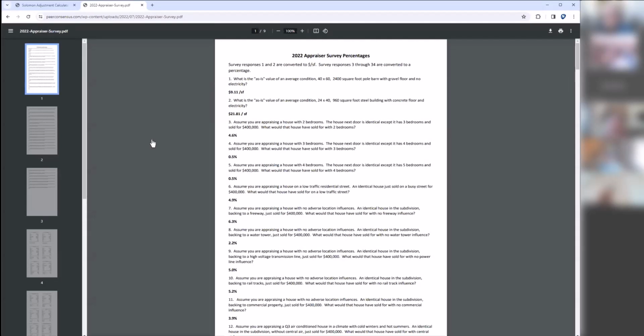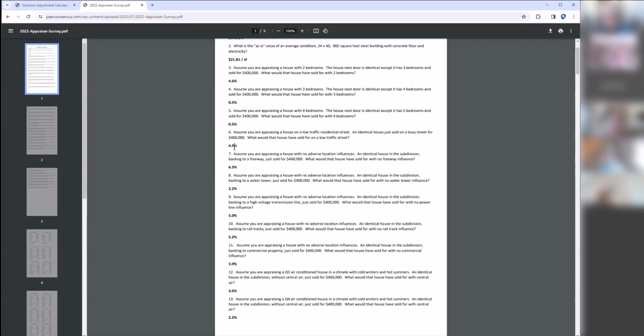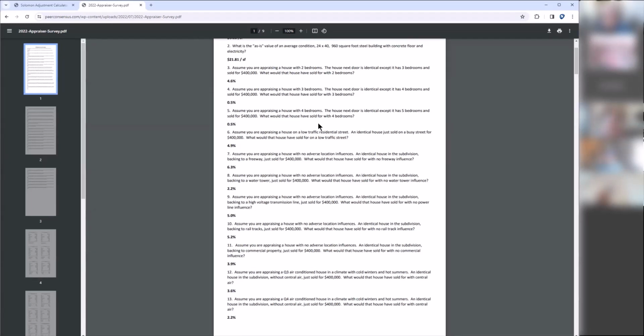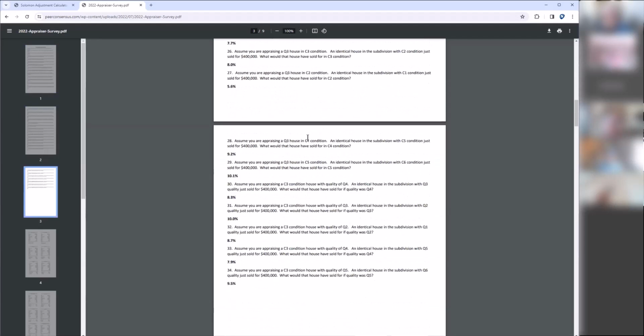We asked questions and sent it out to a bunch of appraisers, and we had a varying number of responses. But for instance, for the low traffic residential street adjustment, number 6, the way we asked the question gave us a number that we could turn into a percentage. So assume you're appraising a house on a low traffic street, an identical house just sold on a busy street for $400,000. What would that house have sold for on a low traffic street? Well, here's the survey results further down.